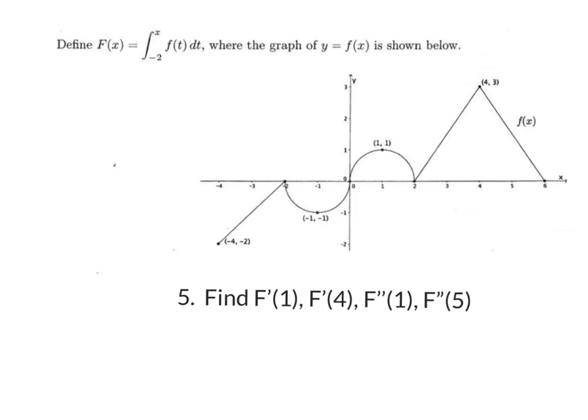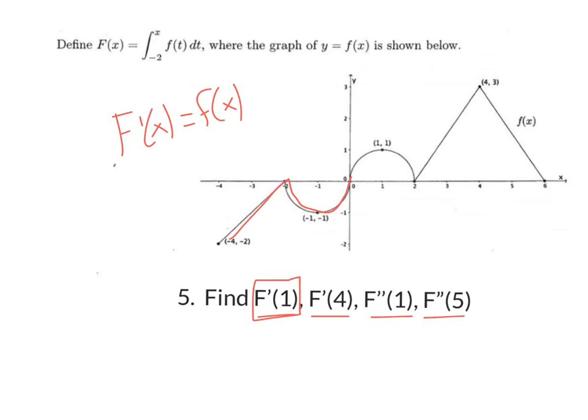So last couple questions here. So here again is defined. Now these are kind of some separate questions that we're going to ask. It says find f prime of 1, f prime of 4, f double prime of 1, f double prime of 5. So if you're looking at the first one, f prime of 1, well, the derivative, remember by FTC part 1, the derivative ends up being the function that you see.